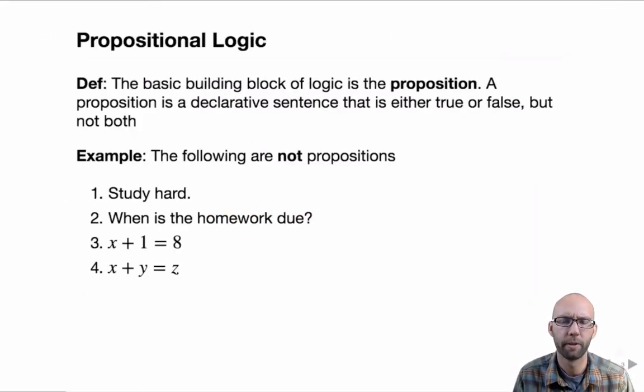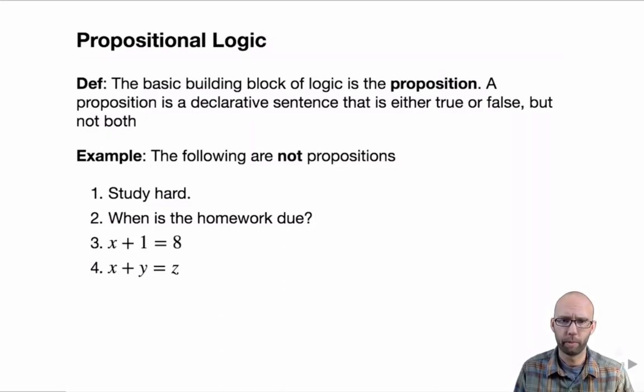And now let's look at some things that are not propositions. So here are four examples. Study hard. When is the homework due? X plus 1 is equal to 8, and X plus Y is equal to Z. So if we look at these one by one, study hard is more of a directive or an instruction, but it's not a proposition, because if I just told somebody study hard, I don't think they would think that that was either a true or a false statement. It's kind of a directive. Similarly, when is the homework due is a question, and it does not have any particular truth value.